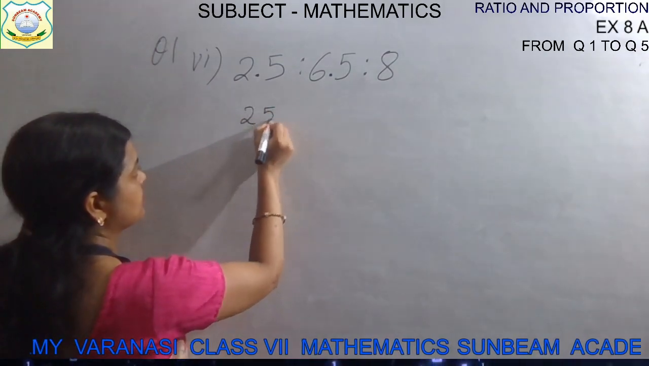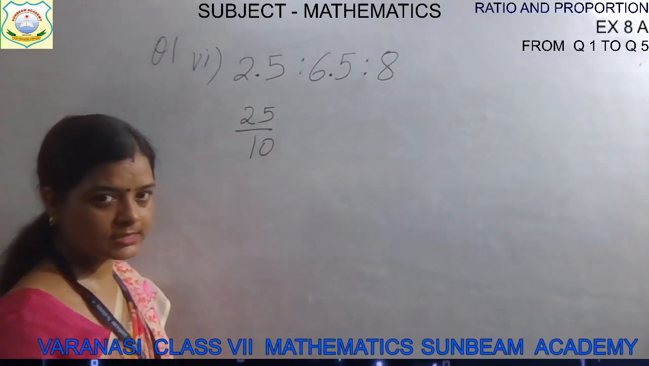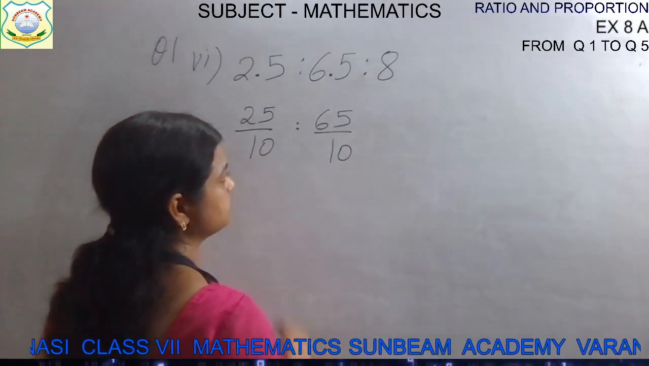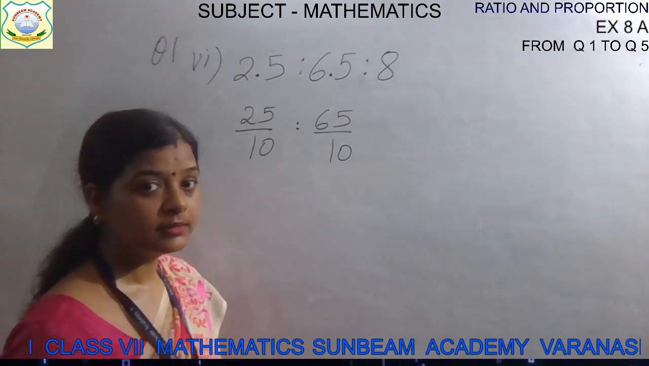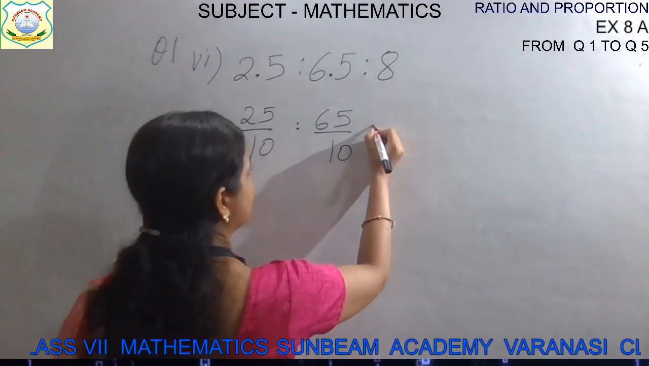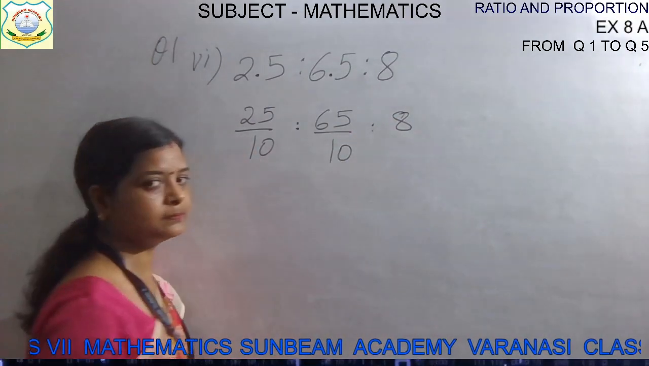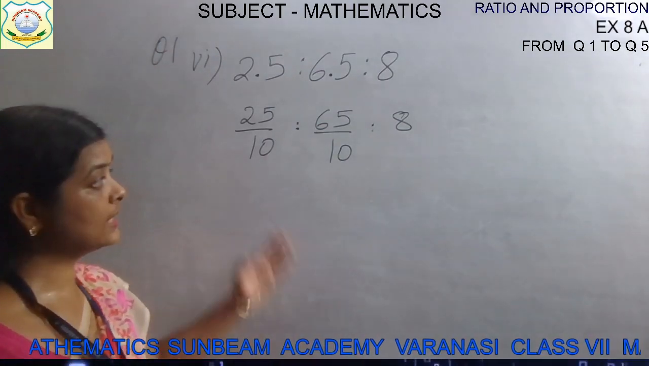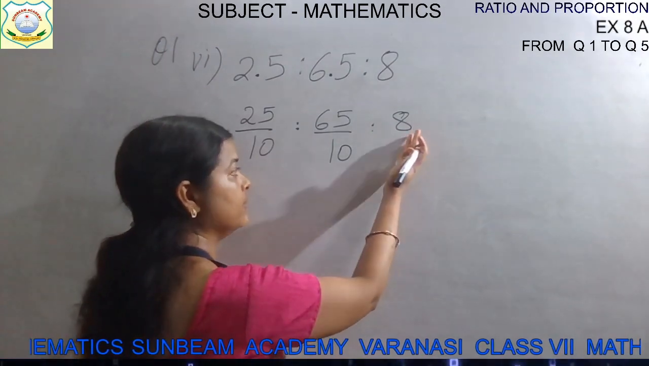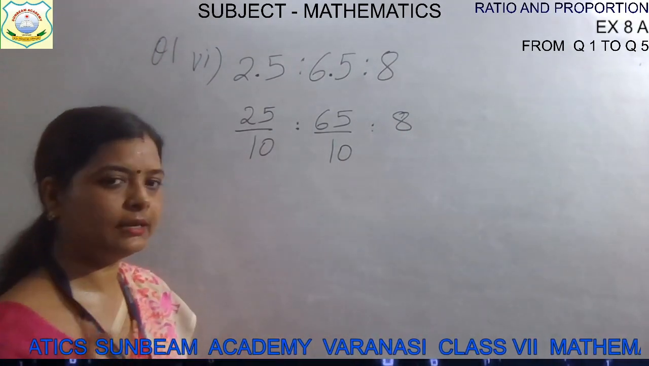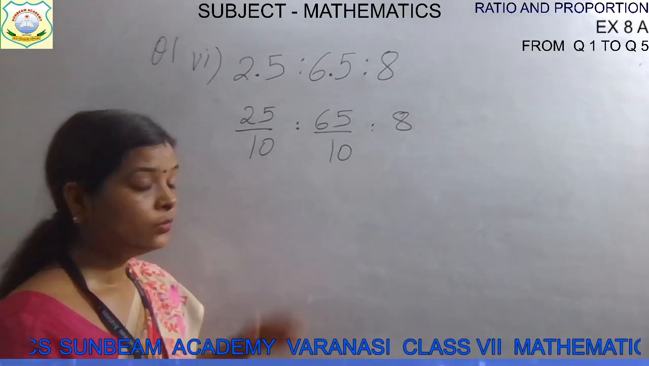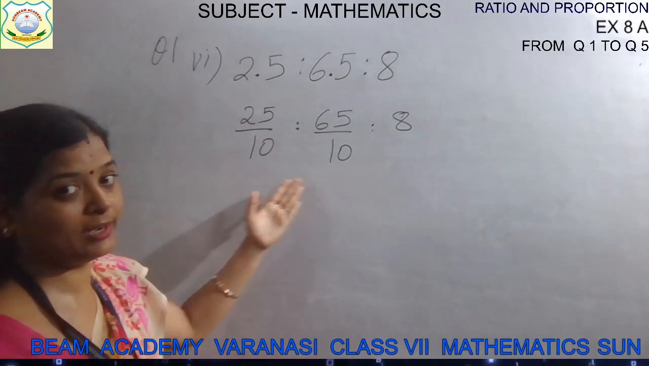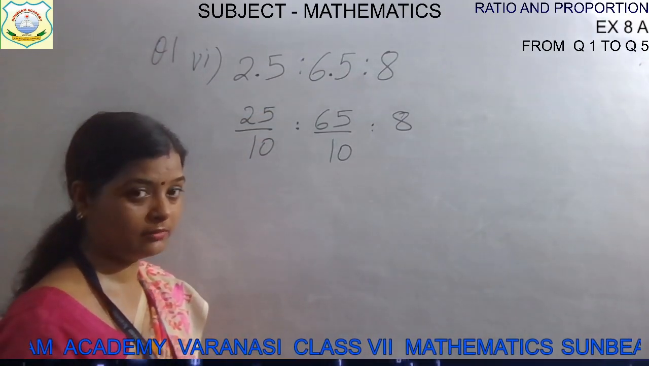2.5 can be written as 25/10, isn't it? 6.5 can be written as 65/10. And 8 will be written as 8. Now what will we do? We will take the LCM. There is no denominator, so it will be 8, or you can write it as 8/1 also, but leave it. 8 is sufficient. Although there are no denominators here, we have created these denominators so that we can solve it.